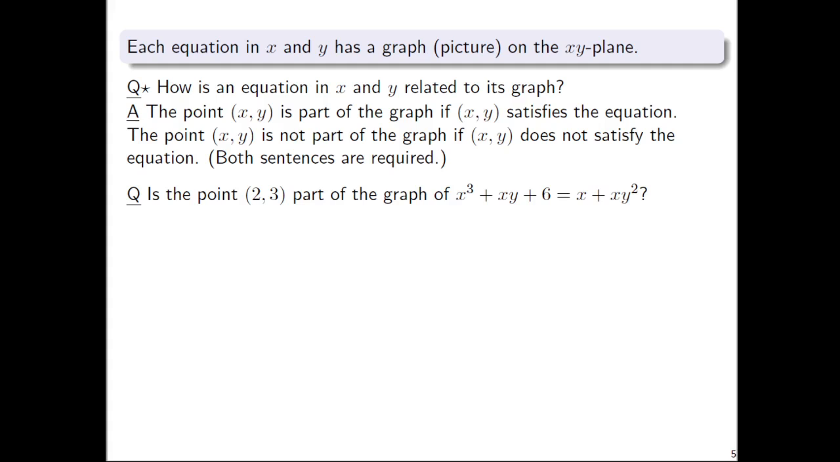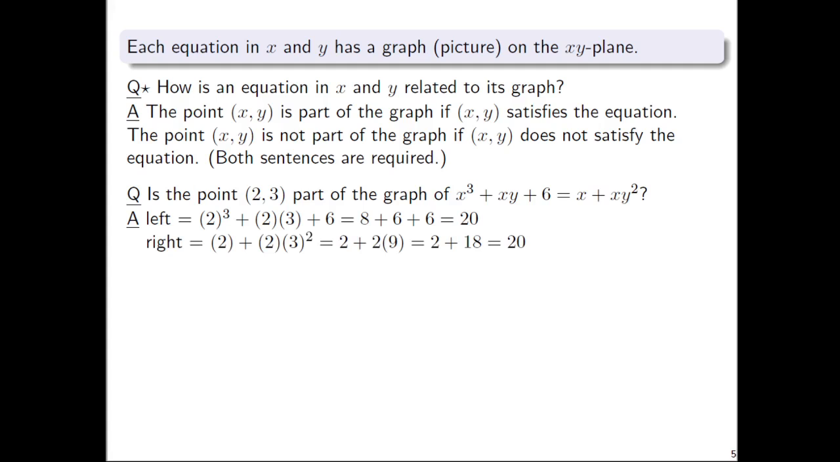Is the point 2, 3 part of the graph of this equation x cubed plus xy plus 6 equals x plus x times y squared? Well, let's go ahead and plug in 2 for every x and 3 for every y, and the left side turns into 20, while the right side also becomes 20. So because the point 2, 3 satisfies the equation, both sides became 20, we are going to say that the point 2, 3 is a point on the graph of this equation.